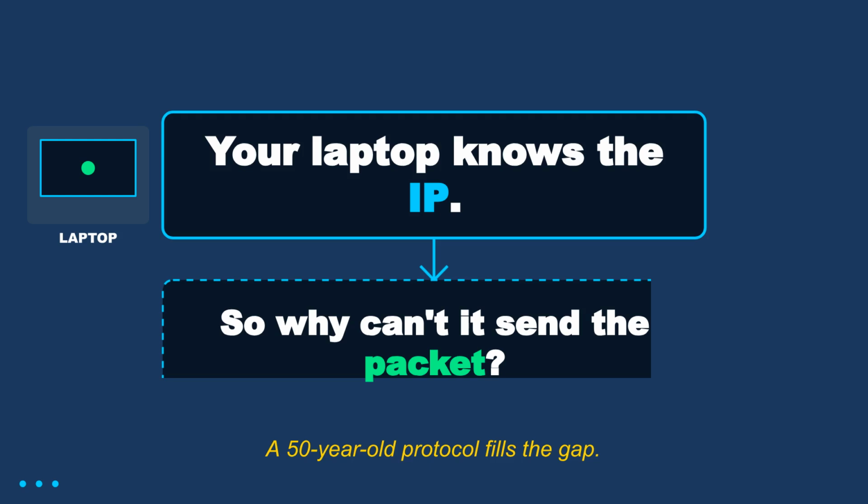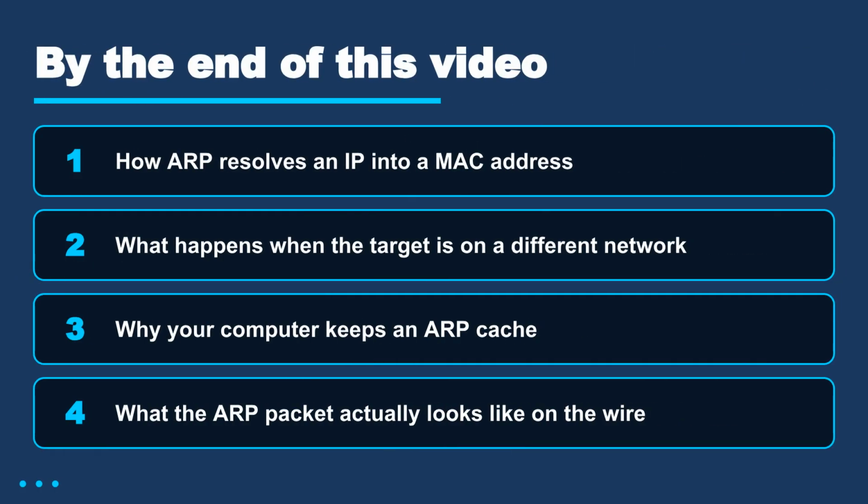Your laptop knows the IP of the server it wants to reach. So why can't it just send the packet? A 50-year-old protocol fills the gap. By the end of this video, you'll know how ARP resolves an IP into a MAC, what happens across networks, why there's a cache, and what the packet looks like.